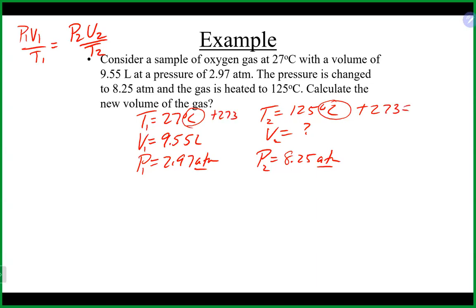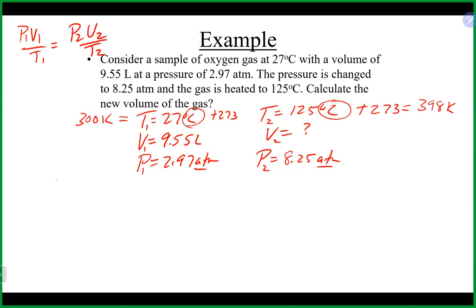And when we do that, we're going to get 398 Kelvin. And a 27 and a 273. That's not it. 27 plus 273, I'm going to go to the left here, 300 Kelvin. Now we got everybody in the correct units here.